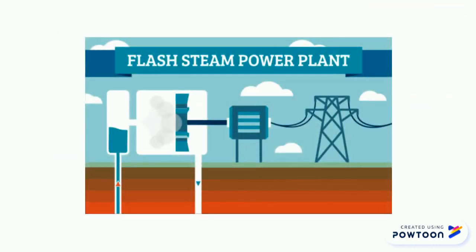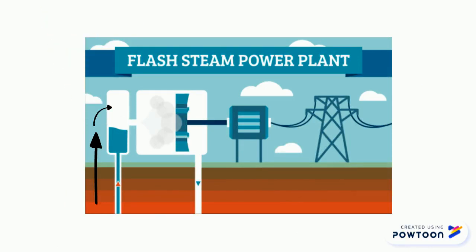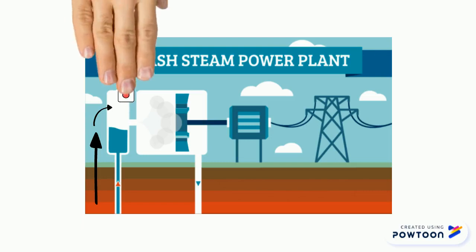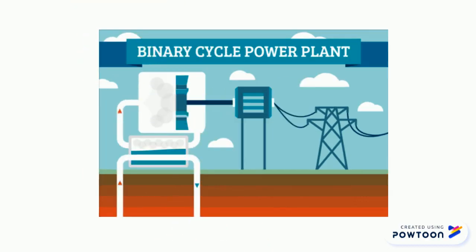Flash steam power plants pump the hot water from the ground at a high pressure into a flash tank on the surface. The tank is at a much lower temperature than the water pulled from the ground, and it turns it into steam. Like the dry steam power plant, the steam powers a turbine which powers a generator.